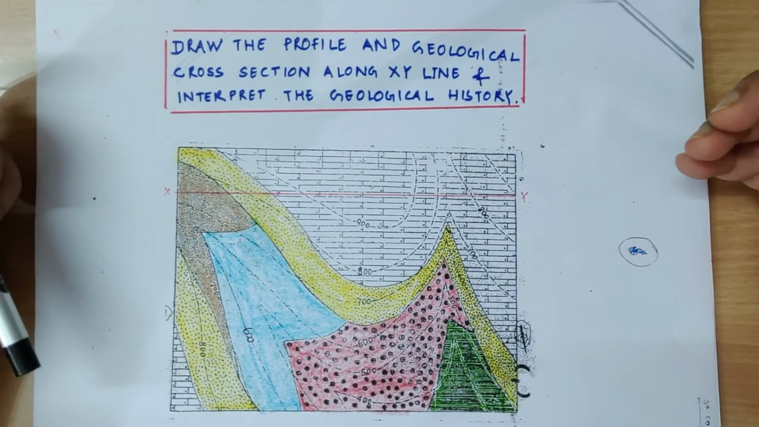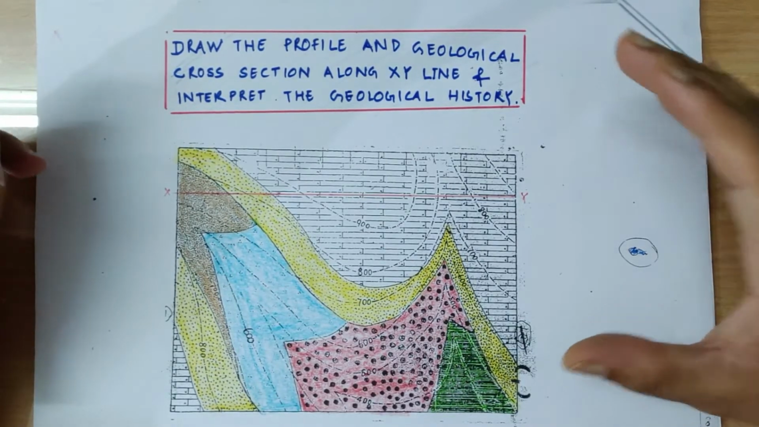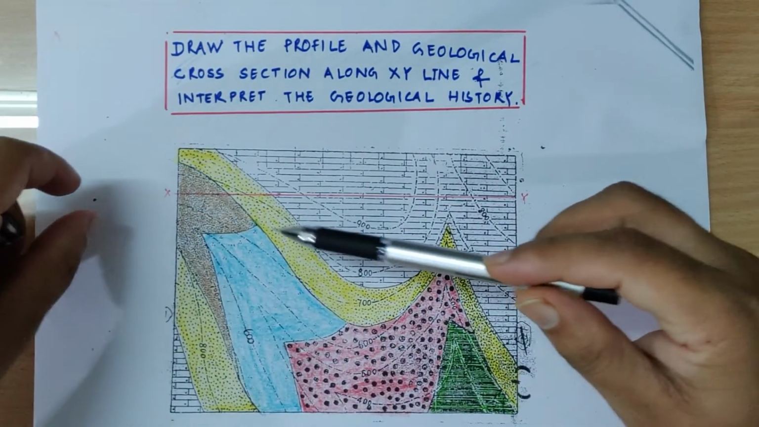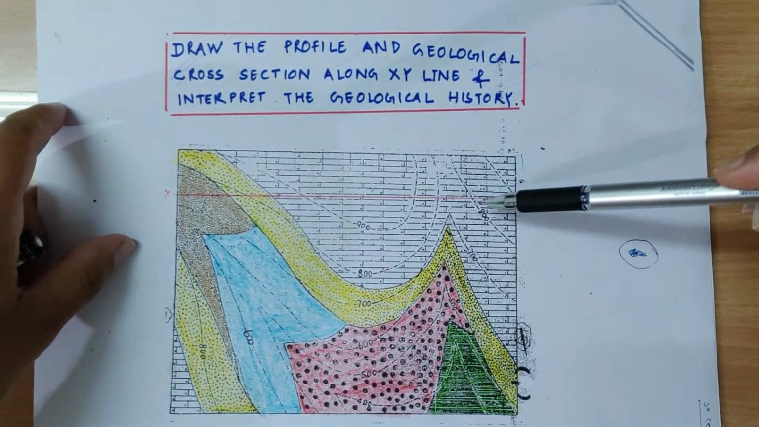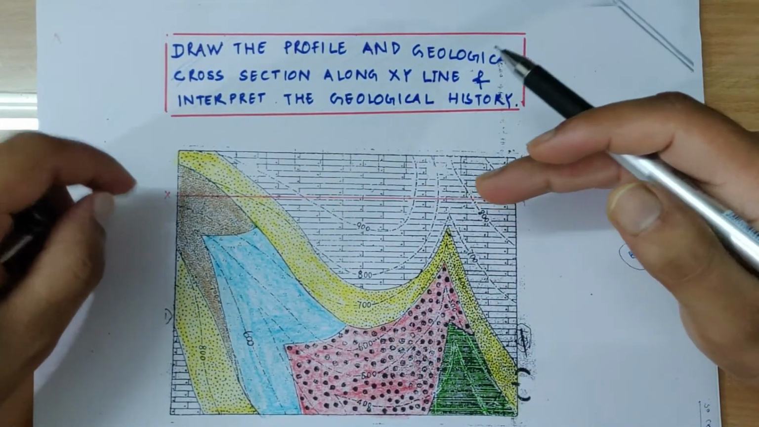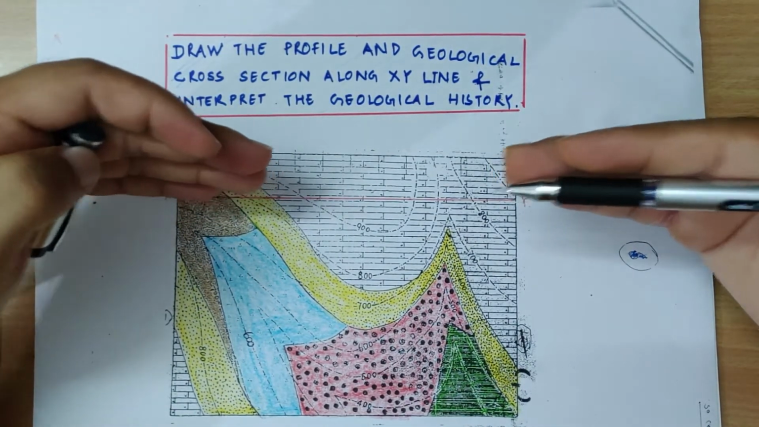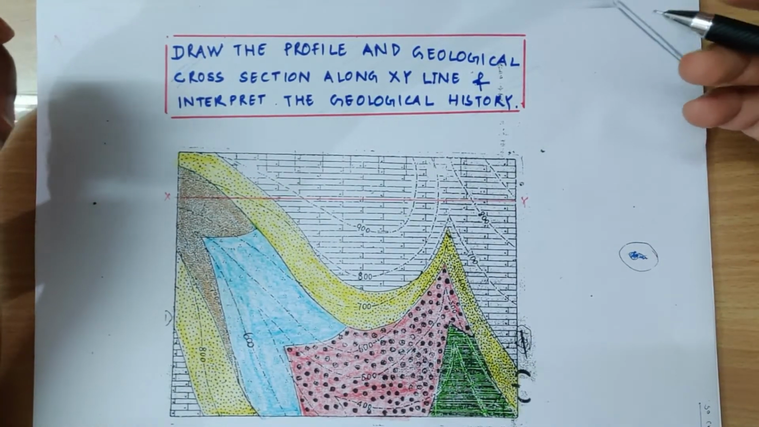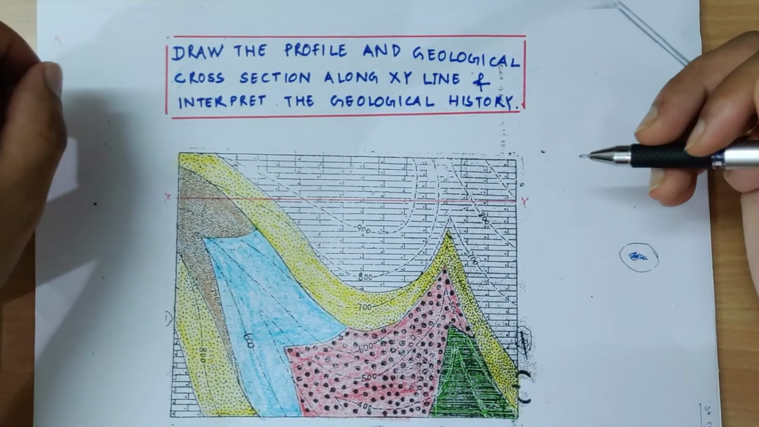Welcome everyone. Today we are going to learn drawing of profile and geological cross section of this particular map. So our objective is to draw a profile along line XY and draw a cross section along the same line. That is, if we slice out this area along this line, what are we going to observe along the vertical section in subsurface conditions. We have also to interpret the geological history of this particular area.